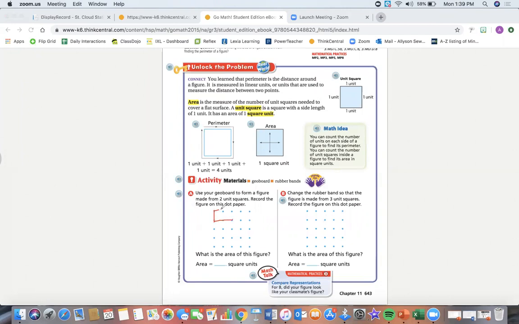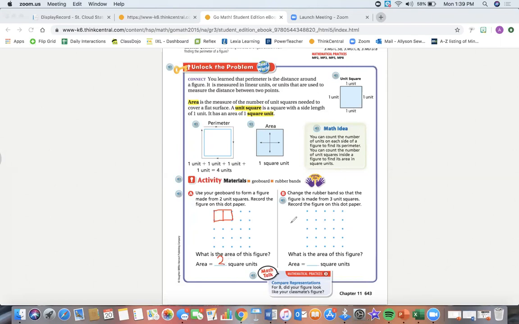So this would be an example of 2 square units, because if I put a line here, that would be 1. So let's just say I put that here. This would be 1 square unit, and that would be 1 square unit. So the area is 2 square units.